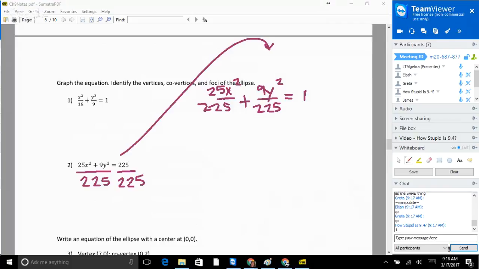How can we simplify 25 over 225? By crying? Maybe. You just say, how many times does 25 go into 225? Thankfully, it goes in easily, and it's just 9. So 1/9. Not too bad if they go into each other, right? And then if you divide 9 into 225, you get 25.